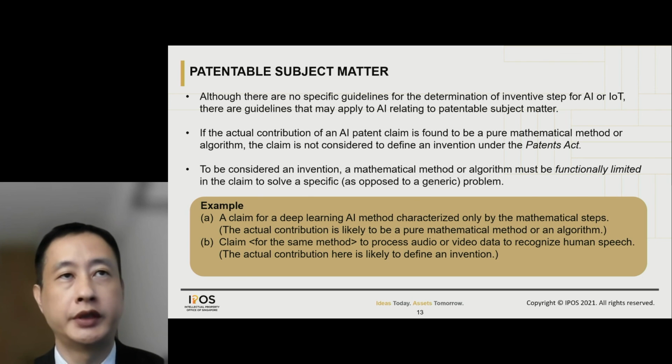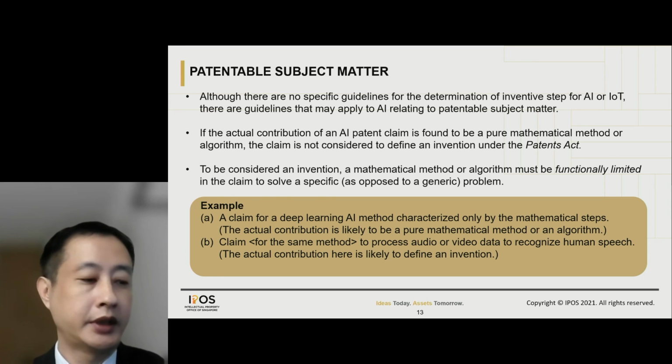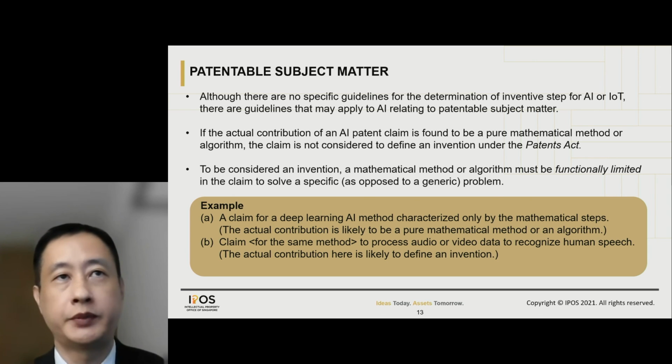A quick example is, if you have a claim for a deep learning AI method characterized only by the mathematical steps, the actual contribution is likely to be a pure mathematical method or an algorithm. However, if you have a claim for the same method to process audio or video data in order to recognize human speech, in this case, the actual contribution here is likely to define an invention.